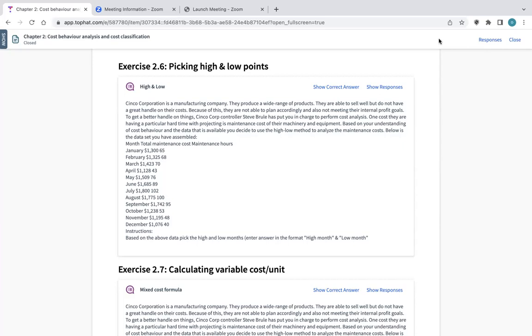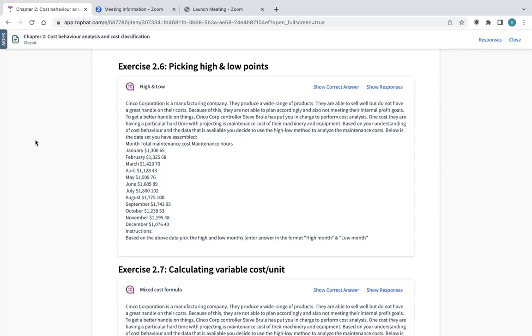So let's take a look at the problem. All of these exercises are based off of the question stem here in 2.6. Just as a reminder, Cinco Corp is a manufacturing company. They produce a wide range of products. They are able to sell well, but don't have a great handle on their costs. This is very common for lots of businesses that I deal with. Because of this, they're not able to plan accordingly and are also not meeting their internal profit goals.